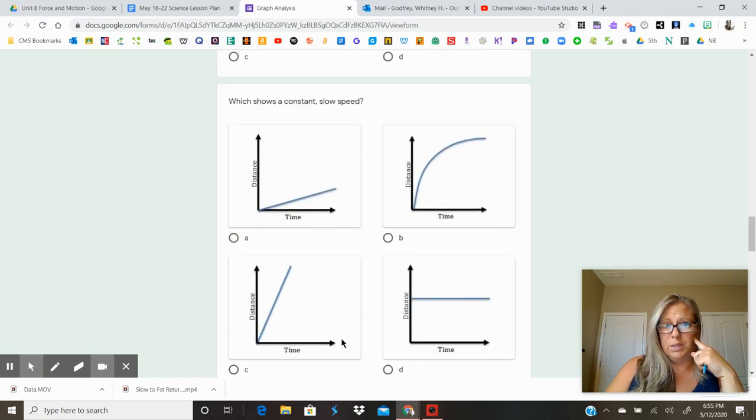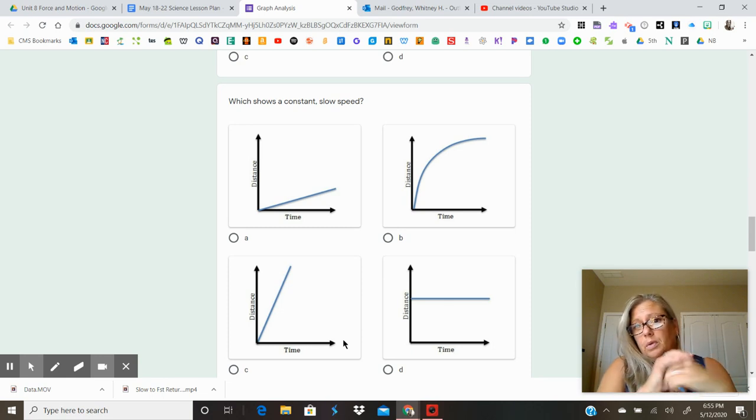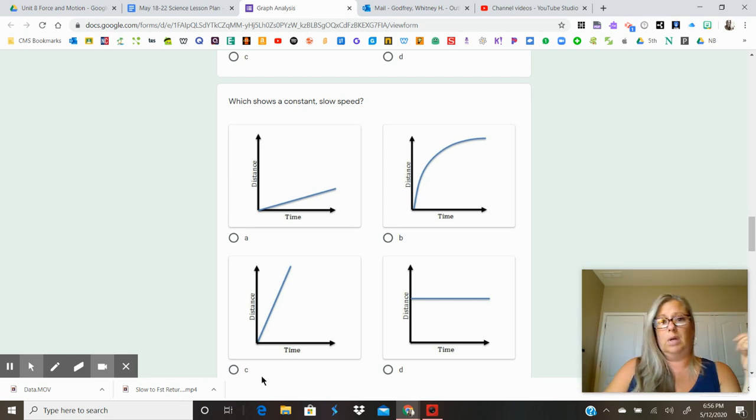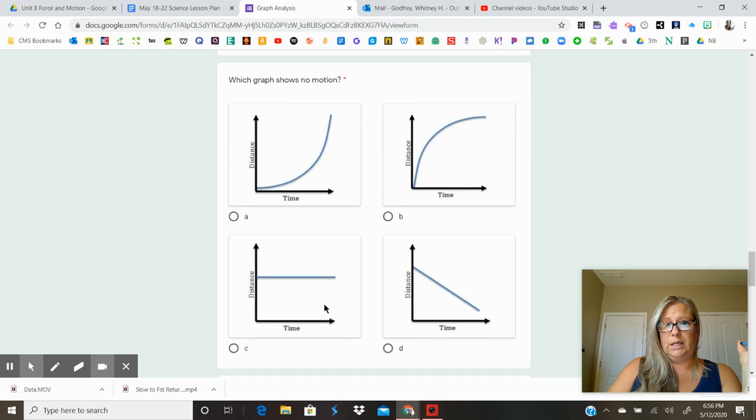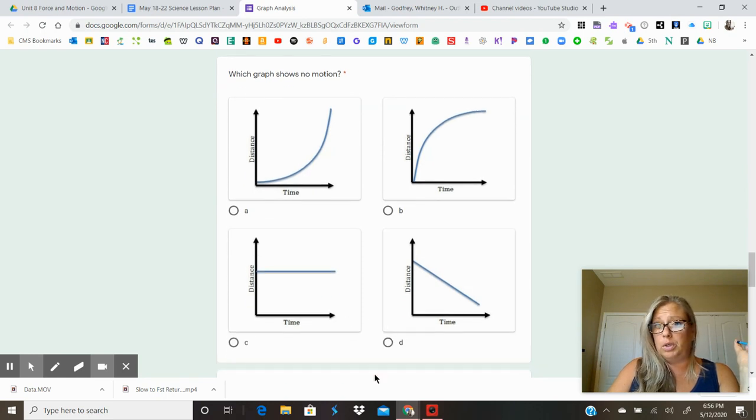All right, the next one says, which shows a slow constant speed? All right, our videos. This is a stop. This is fast. This is slow. Find the slow constant. All right, the next one says, which graph shows no motion? No motion at all. Okay, I'm not helping. You can go back in the videos and stuff if you don't remember.